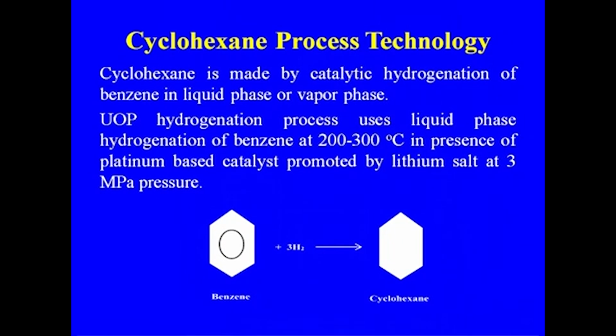UOP hydrogenation process uses liquid phase hydrogenation of benzene at 200 to 300 degrees centigrade in presence of platinum based catalyst promoted by lithium salt at 3 megapascal. This is the reaction that is taking place after the hydrogenation of benzene. We are getting the cyclohexane.